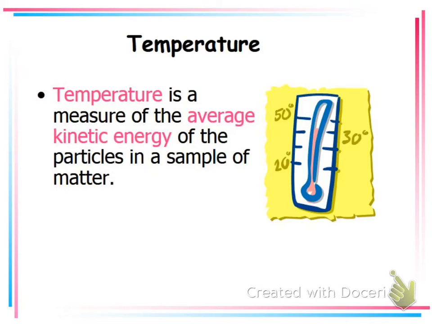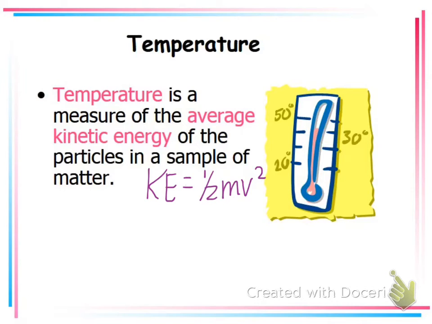Temperature is the measure of the average kinetic energy of particles in matter. And I want to show you this. Kinetic energy, the formula is actually 1/2 mass times velocity squared. So the temperature is not actually in the formula, but it is a direct relationship between temperature and kinetic energy.